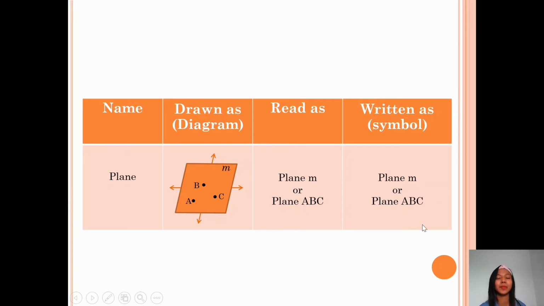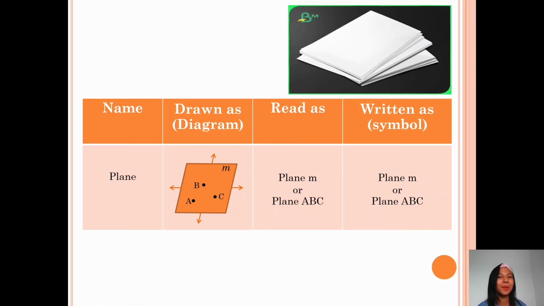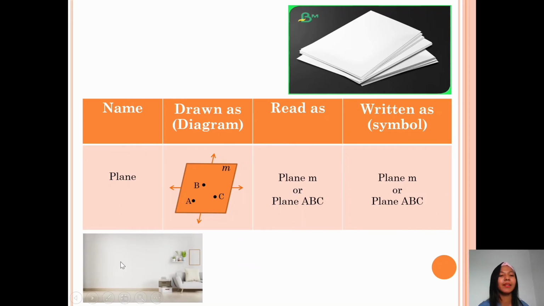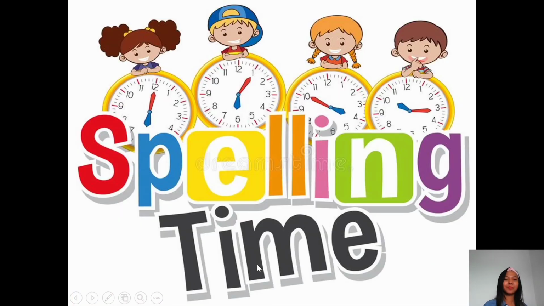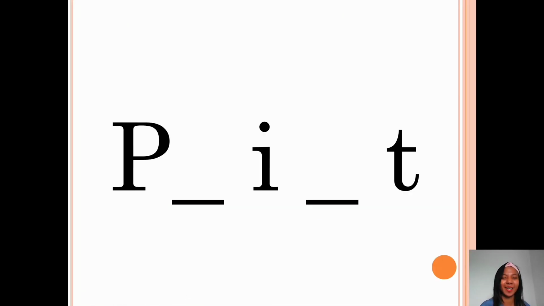This is again a plane. The best example of a plane that you can see, especially in your classroom, is a paper. So this is an example of a plane. It's just like a 2D shape. Next, you can also see an example of a plane in a wall.